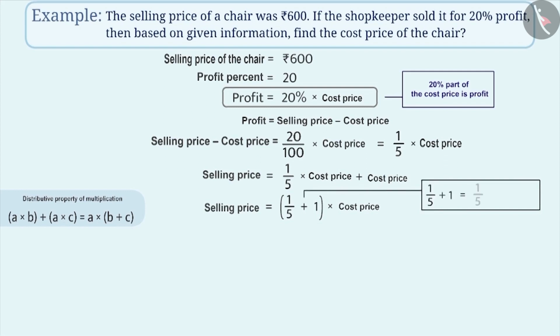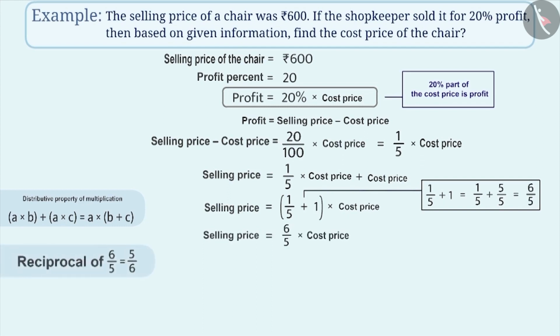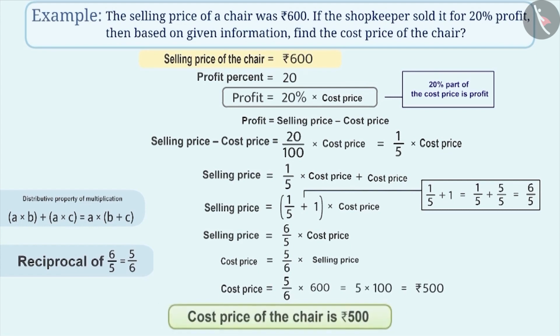Since 1 by 5 plus 1 is equal to 1 by 5 plus 5 by 5 is equal to 6 by 5. So selling price is equal to 6 by 5 into cost price. Multiplying both sides by the reciprocal of 6 by 5, that is 5 by 6, we get selling price into 5 by 6 is equal to cost price. That is, cost price is equal to 5 by 6 into selling price. Therefore, cost price is equal to 5 by 6 into 600, which is equal to 5 into 100, which is 500 rupees. Thus, the cost price of the chair is rupees 500.